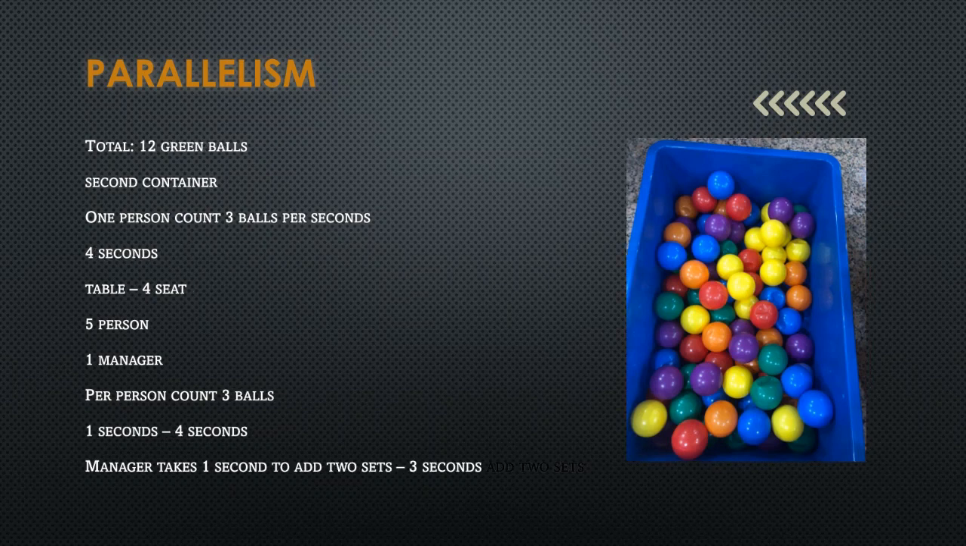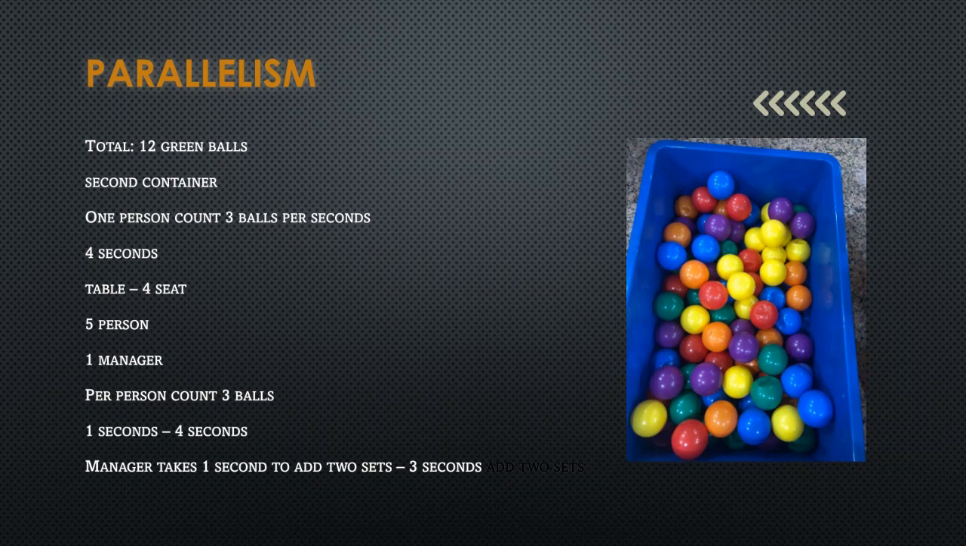Now, in the second round, you have got the task to count 12 green balls. One person counts 3 balls per second, and one person can do this task in 4 seconds. But as you have to use the same strategy, you will have to appoint 5 people: one manager and 4 people counting the balls.